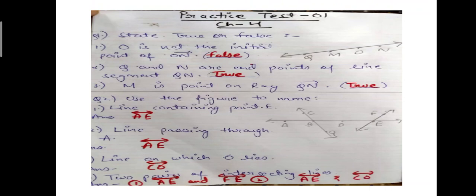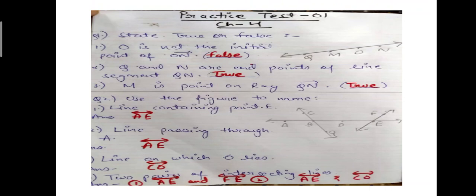Okay, in the second question, from the figure we have to name the following. The first is to name a line containing point E. Clearly you can see that AE is a line which has point E on it, so the answer will be AE. In the second part, we have to name a line which is crossing point A, which is AE. In the third part, we have to name a line on which O lies. Point O is lying on line CO, or you can say OC. Both you can answer.